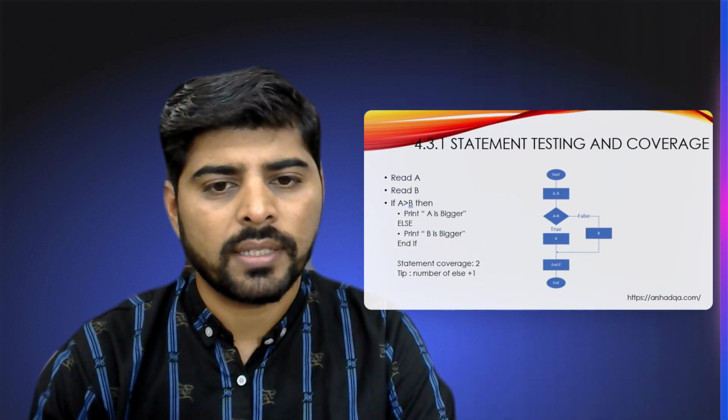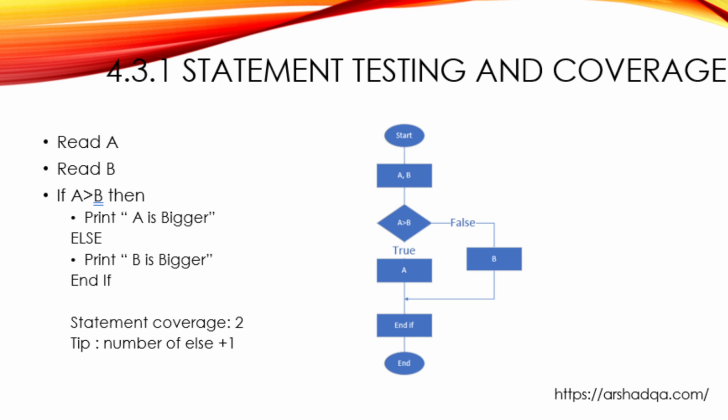Let's see this example. Read A, read B. If A is greater than B, print A is bigger, else print B is bigger. On the right-hand side we have a flow diagram where everything is shown. Here statement coverage is 2, because we have two statements, if and else. Either we can go towards B or towards A. The tip is number of else plus 1. Here the number of else is 1, plus 1 is 2, so statement coverage is 2.